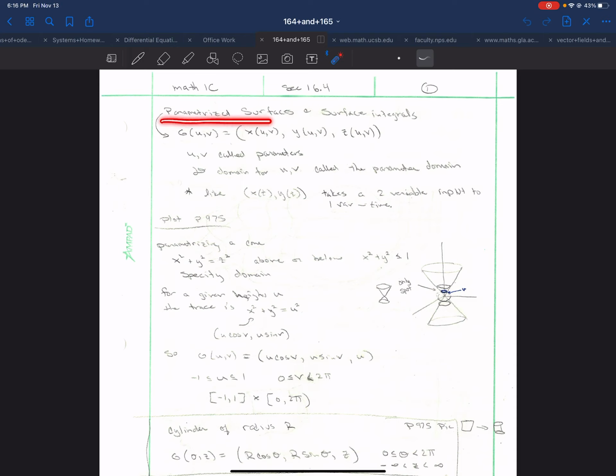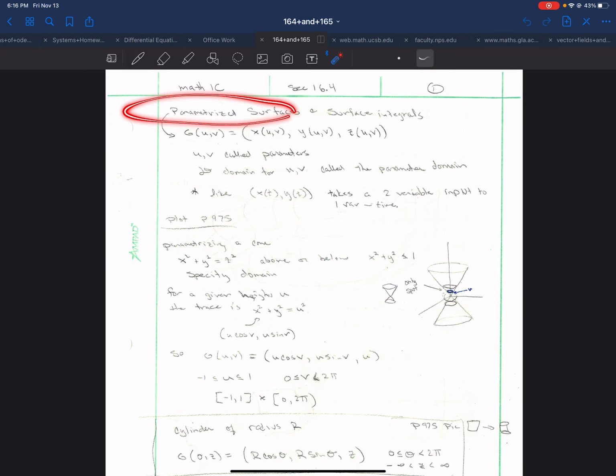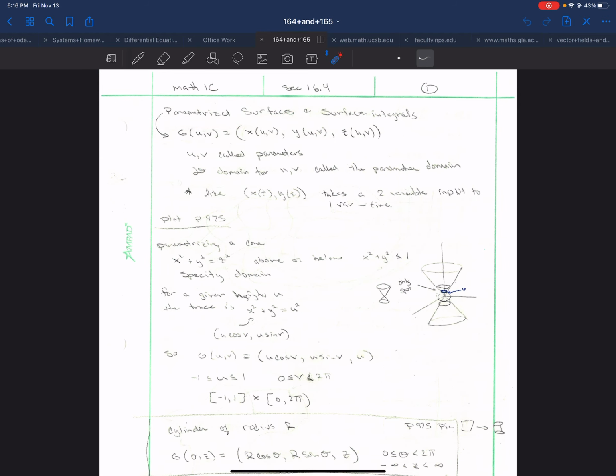We're starting by looking at parametrized surfaces and surface integrals. But the thing is, they're two different objects. Parametrized surfaces are one thing, and surface integrals are the other thing. The parametrized surfaces definitely lead to surface integrals, and so we need to start there. And so a parametrized surface looks like this.